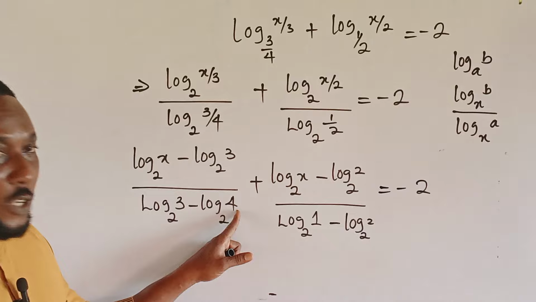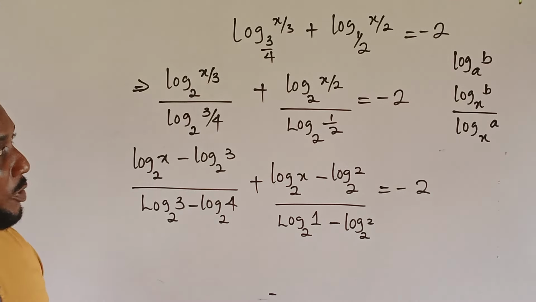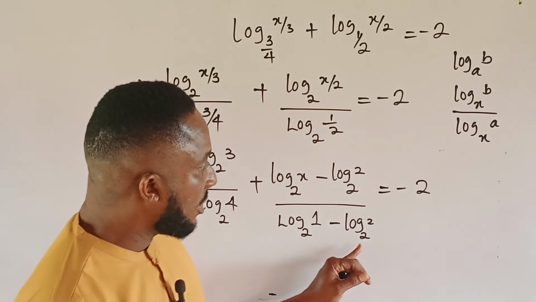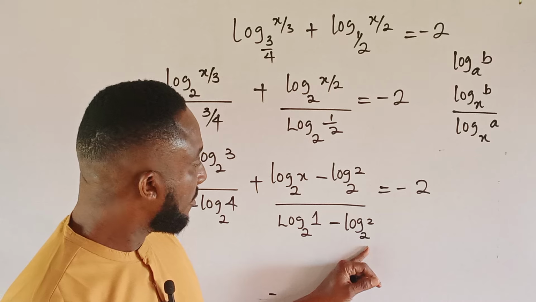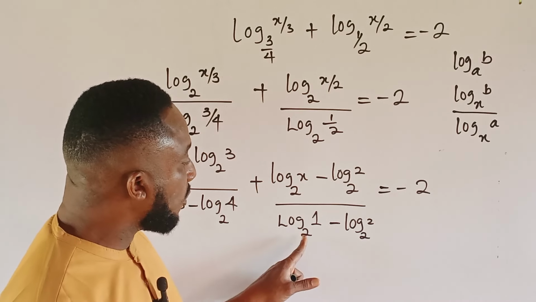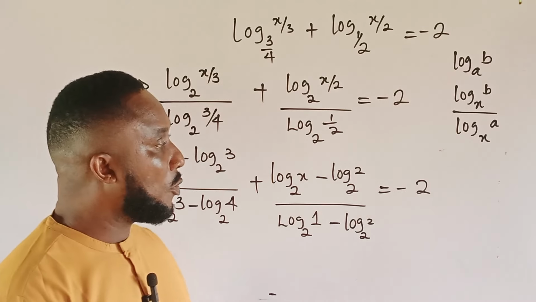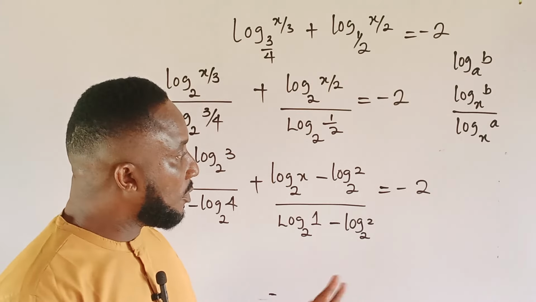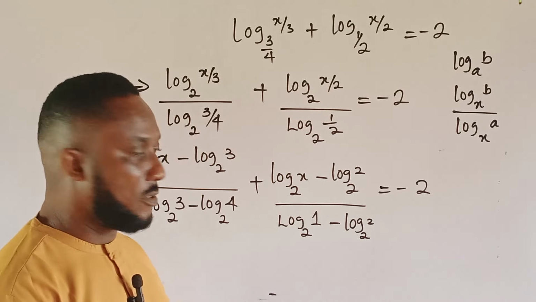Now, 4 is 2 squared. So log to base 2 of the argument 4, that should be 2. Log of a base of the same argument is 1. Then for this guy, log to base 2 of the argument 1 is 0. So with those theorems of logarithm, we shall refine this problem once and for all.